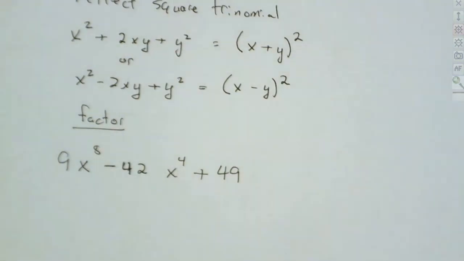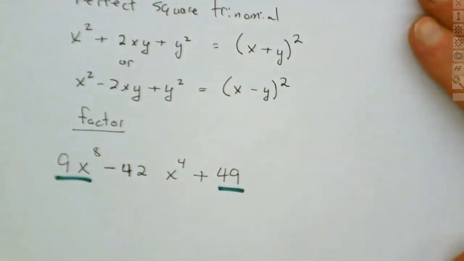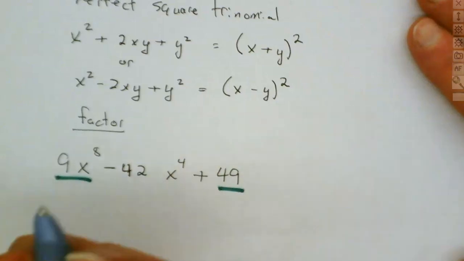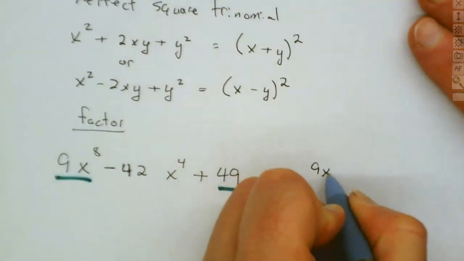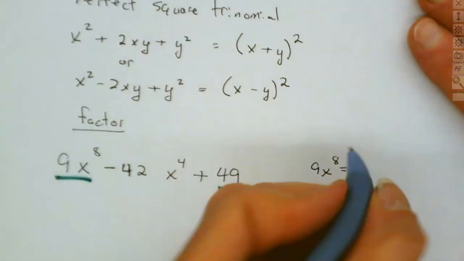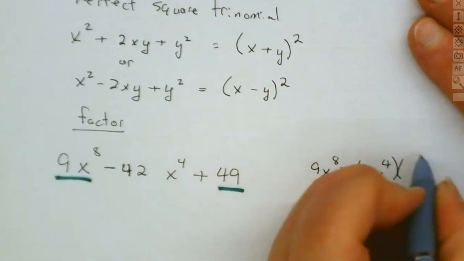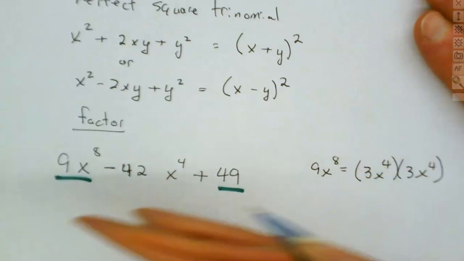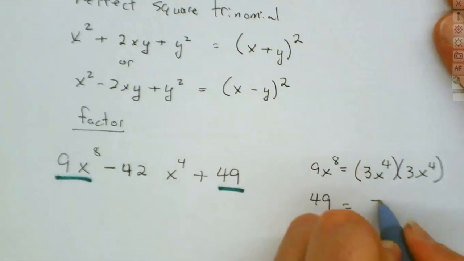So why is this a perfect square trinomial? Well, when we talk about perfect square trinomials, we're going to focus primarily on the ends. It's similar to differences of squares, but it is a trinomial, so it has 3 terms. Well, let's talk about our x to the 8th. 9x to the 8th is going to be 3x to the 4th and 3x to the 4th, and we know that 49 is a perfect square of 7 and 7.